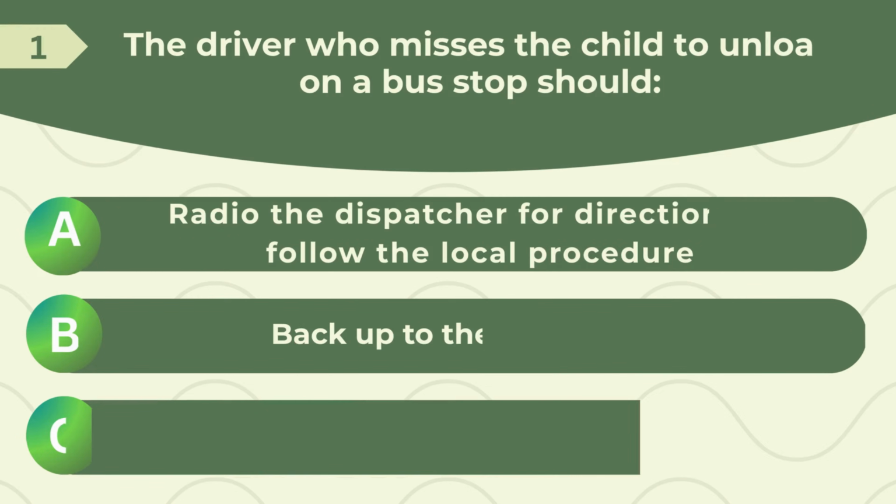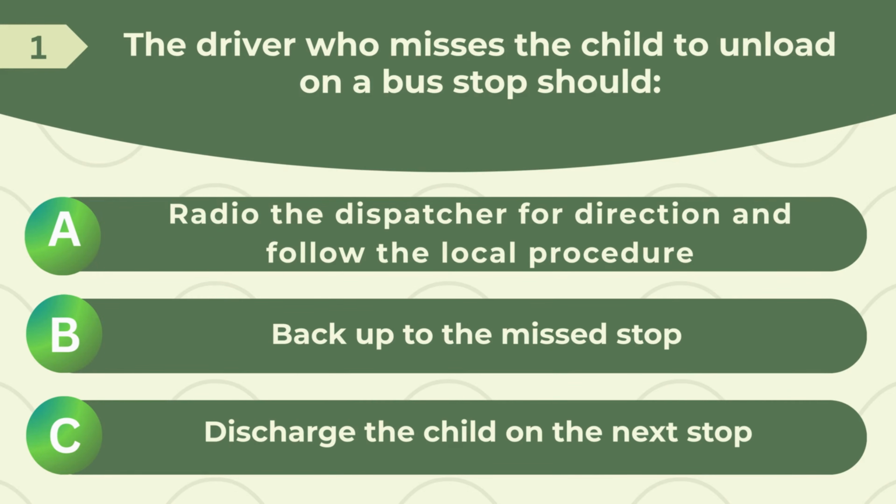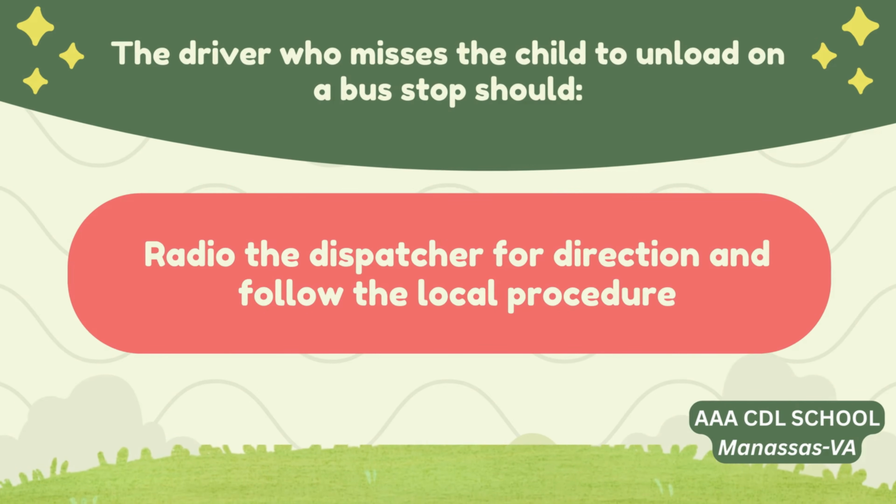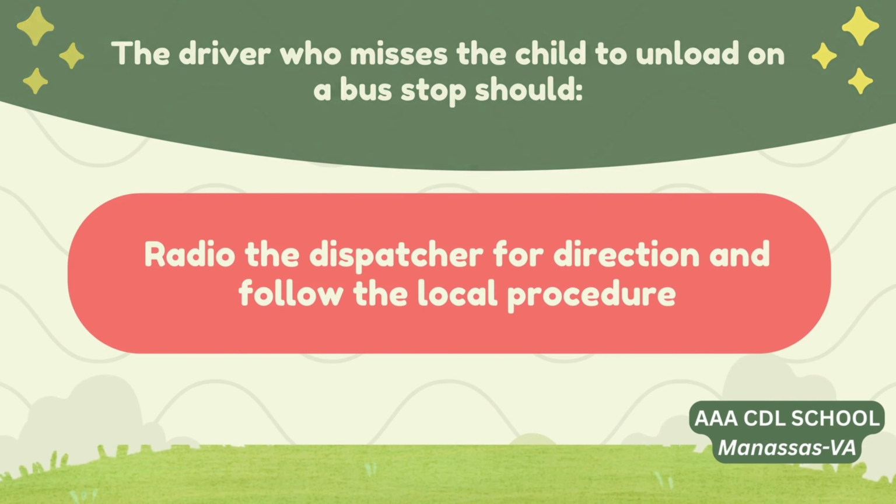The driver who misses a child to unload at a bus stop should: A. Radio the dispatcher for direction and follow the local procedure. B. Back up to the missed stop. C. Discharge the child at the next stop. Correct answer: radio the dispatcher for direction and follow the local procedure.